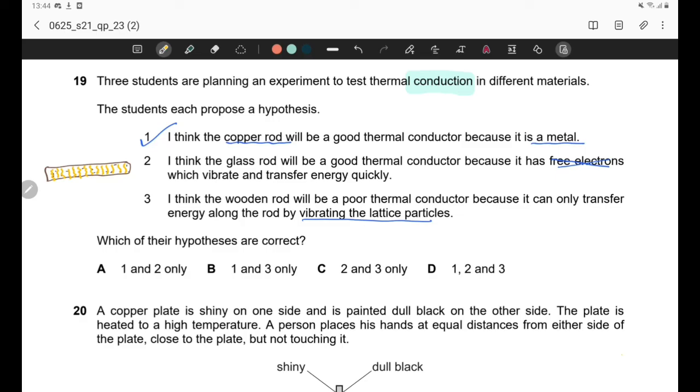The second way heat transfers is through free electrons, but in wood there are no free electrons as it is a good insulator. As we mentioned about glass, in wood also there are no free electrons available. So heat is not going to transfer due to the movement of free electrons. So the only way heat transfers in wood is by vibrating the lattice particles. Therefore, the third hypothesis is also correct and the correct answer is option B, 1 and 3 only.